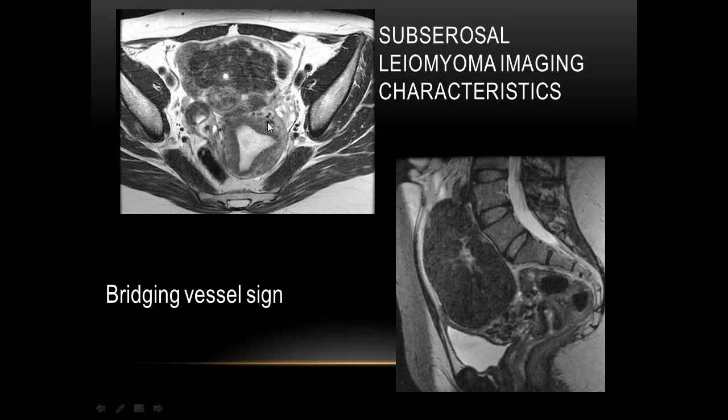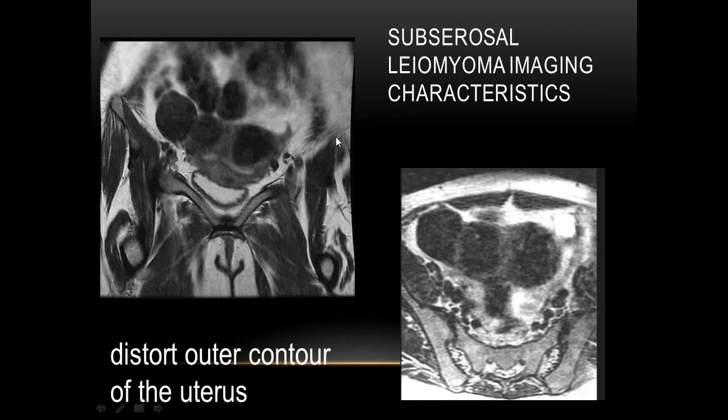Again, it's not as well defined, but you see these bridging vessels connecting the uterus to this subserosal fibroid. Another sign is that it distorts the uterine contour. So here there's abnormal contour of the uterus because of these subserosal fibroids.